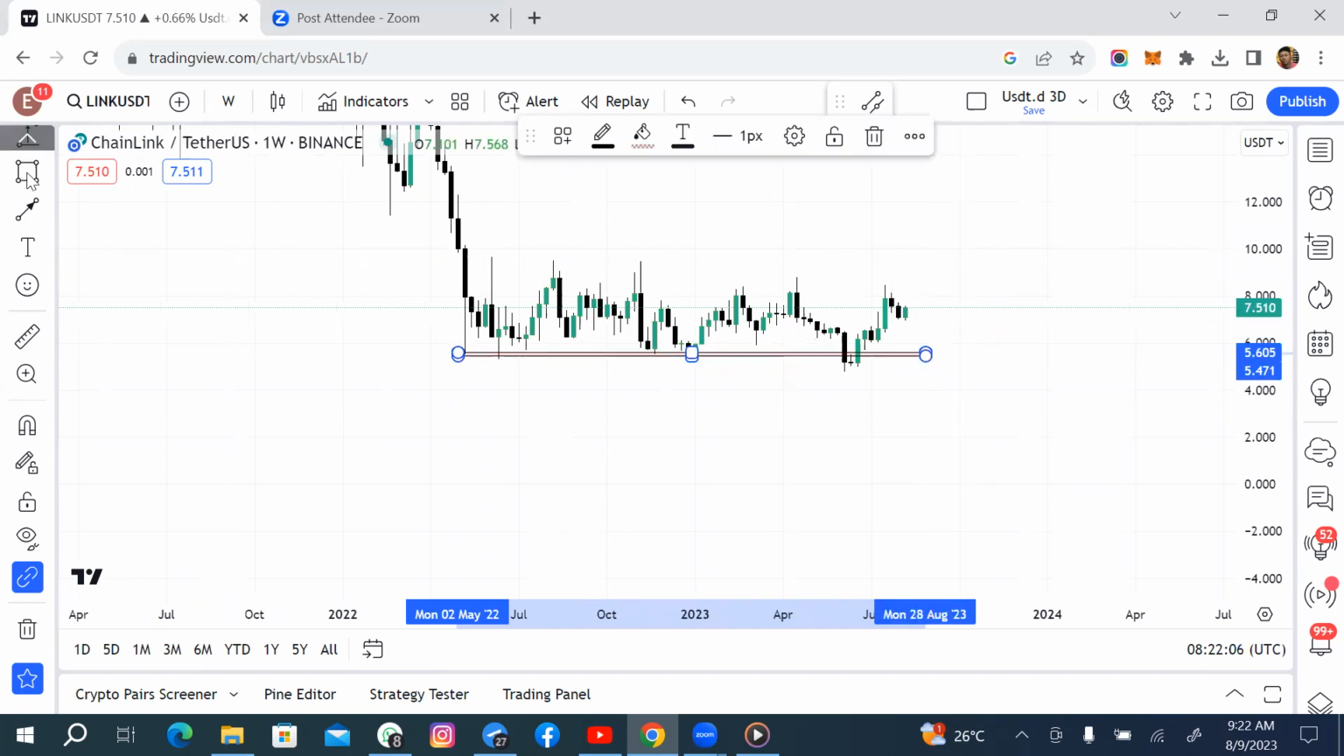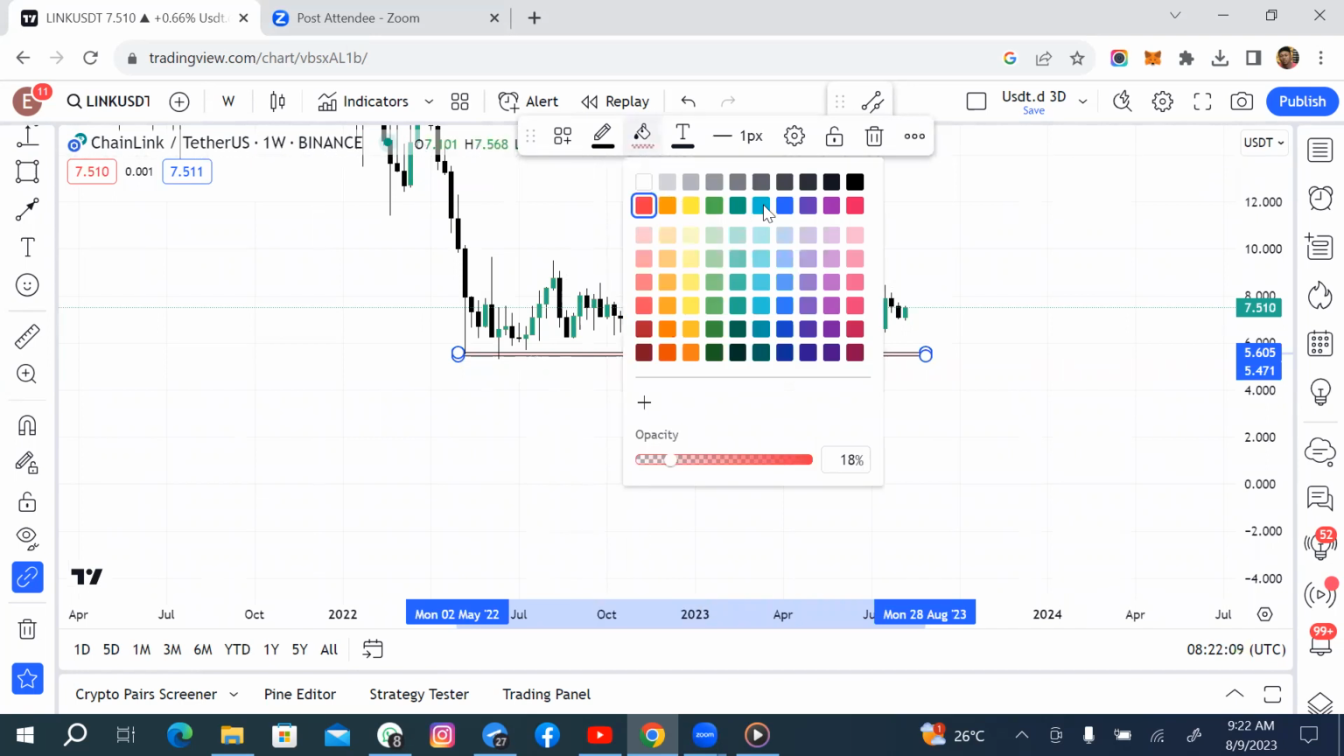Can you see that support level? I'm going to put this in blue right now.